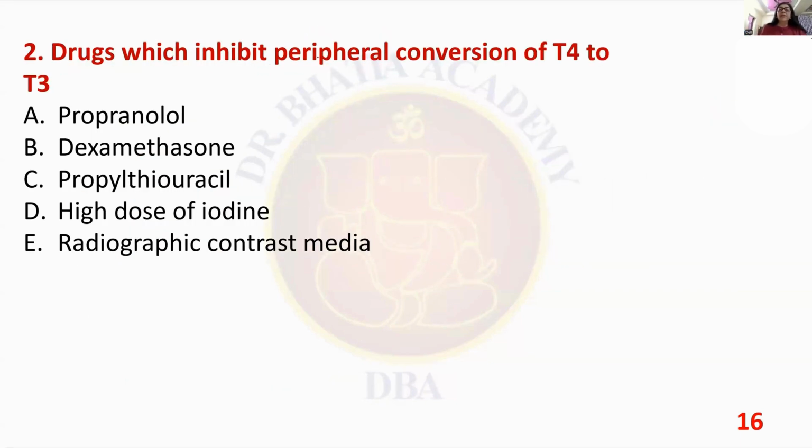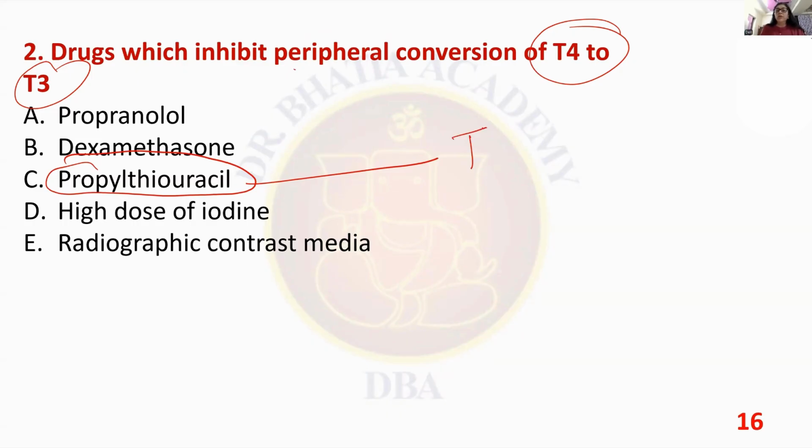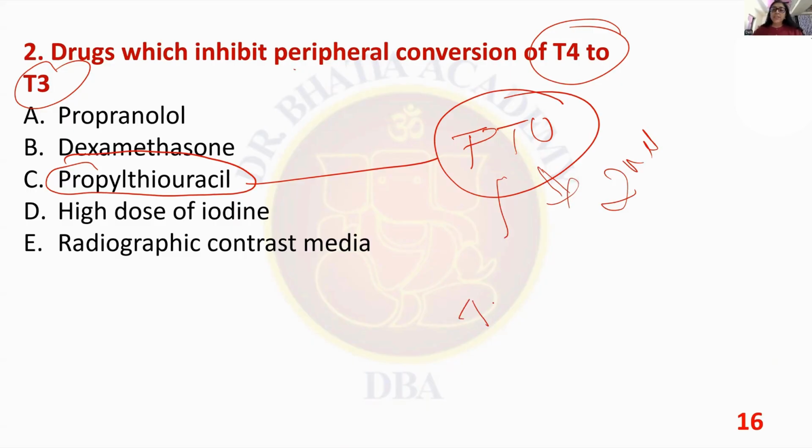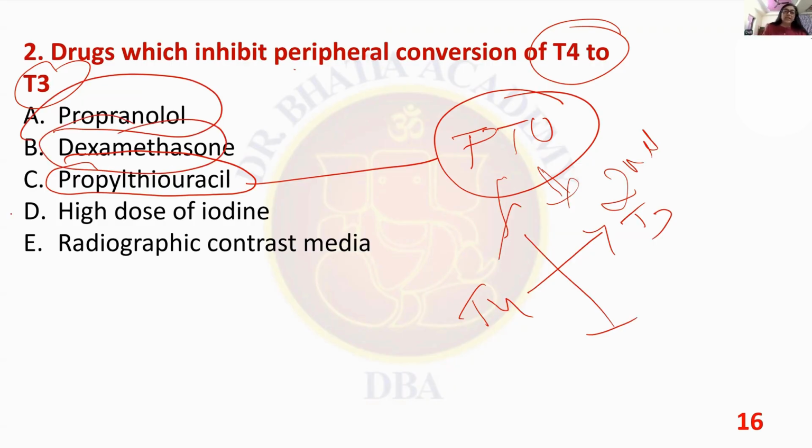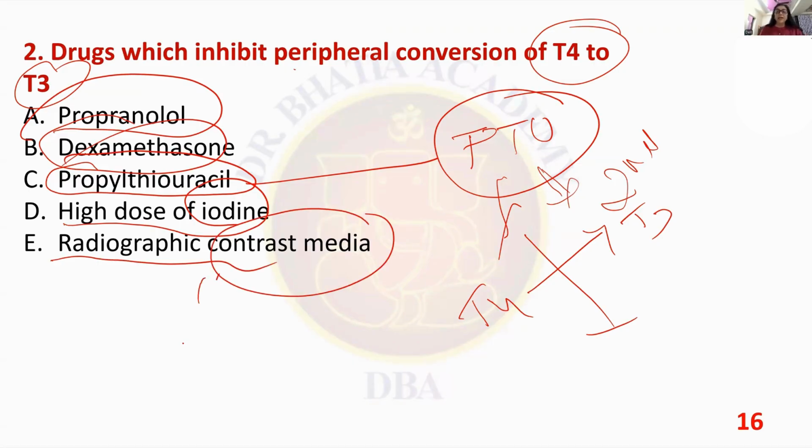Now, which are the drugs which inhibit the peripheral conversion of T4 to T3? The most important one you have to know is propylthiouracil, PTU, the molecule you must have read in your second MBBS. This molecule inhibits the conversion of T4 to T3. Also propranolol, steroids like dexamethasone, high dose of iodine, and radiographic contrast media. Any dye or contrast media will also not allow this conversion.